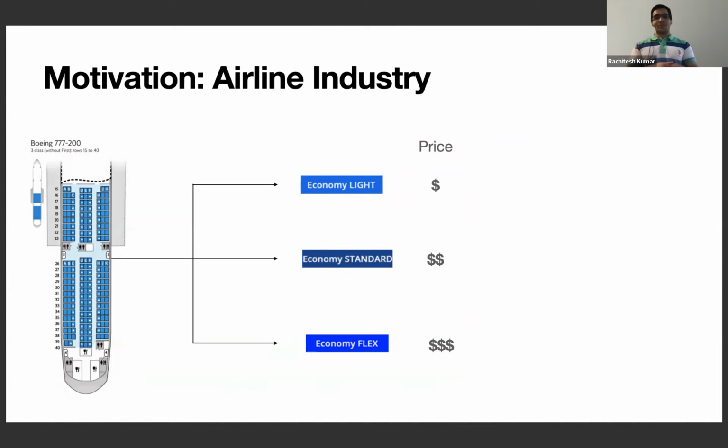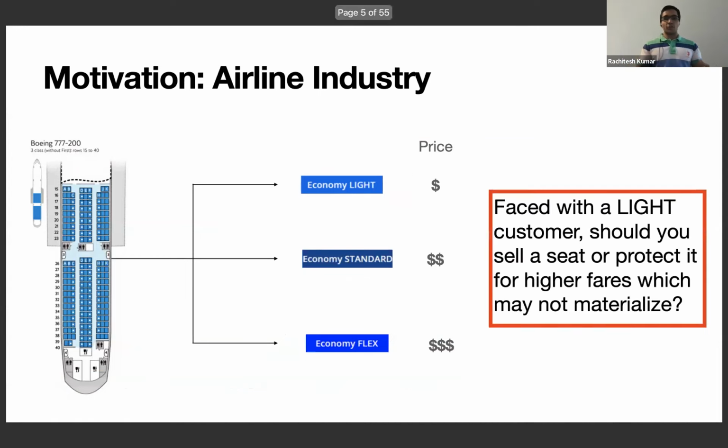Now, in an ideal world, I would just sell all my economy seats as economy flex because that will get me the most money, but not enough demand from economy flex might materialize, or demand for economy light might come before the demand for economy flex. The core trade-off here is, if you're faced with a customer with a lower fare class, do you sell a ticket to her, or do you protect that capacity for higher paying customers that may or may not materialize?